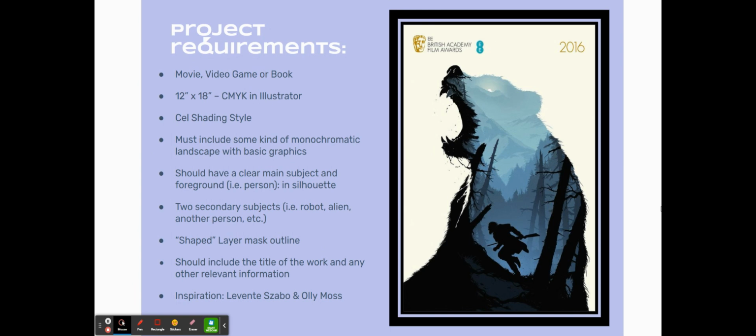You should have a clear main subject in the foreground, that is a silhouette. It does not actually have to be a person. So like this one on the screen, it's a bear. That's the big silhouette, the big shape that other things are inside of. And it has a monochromatic landscape in there with it. But you need to have some kind of big main subject that is a clipping mask of some kind.